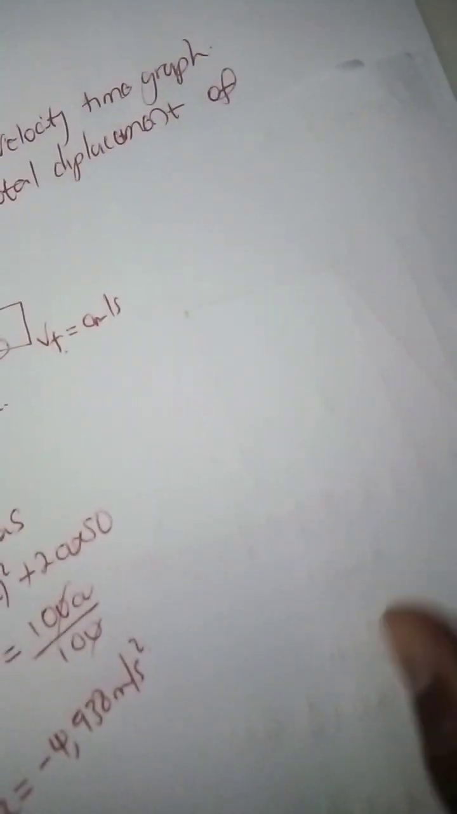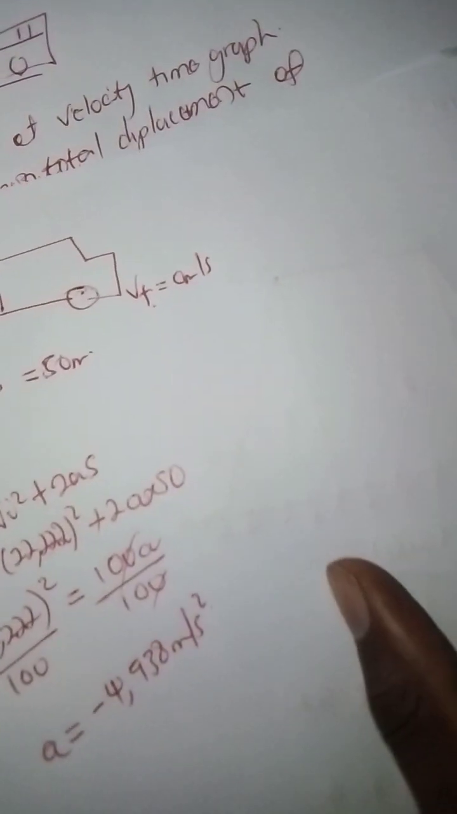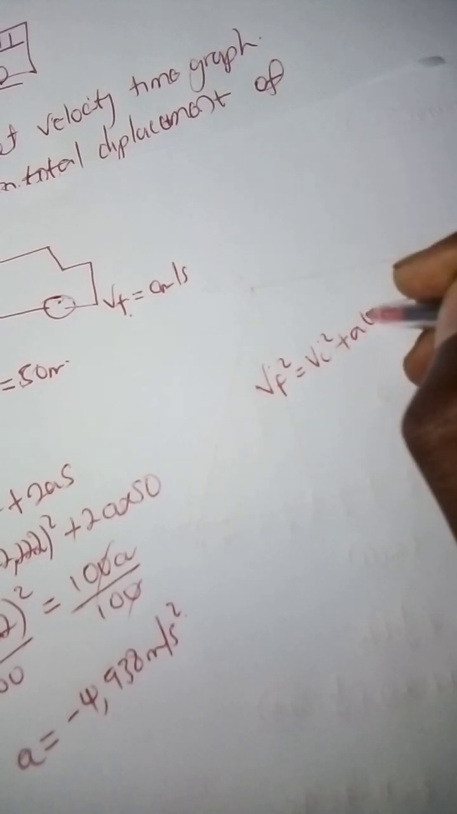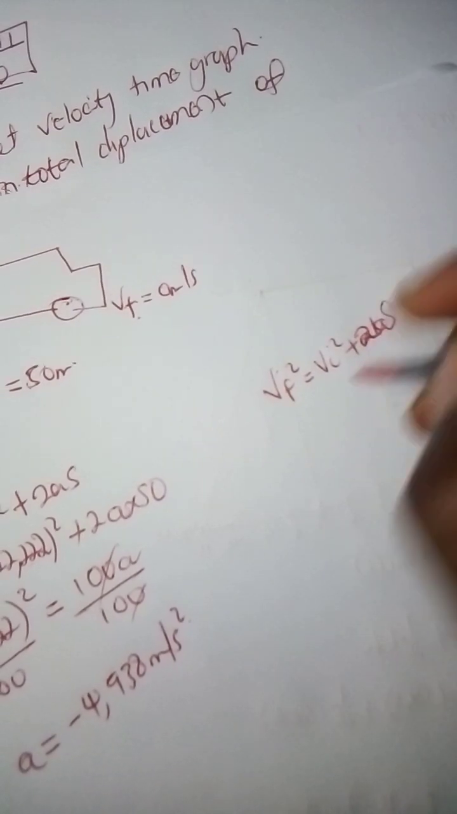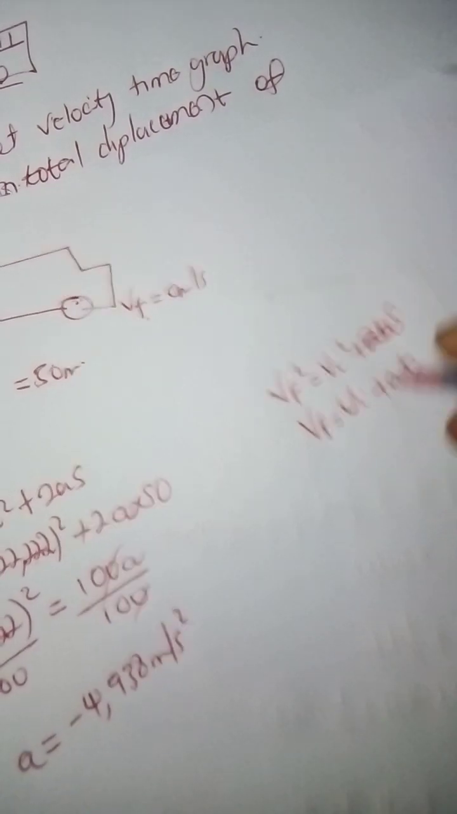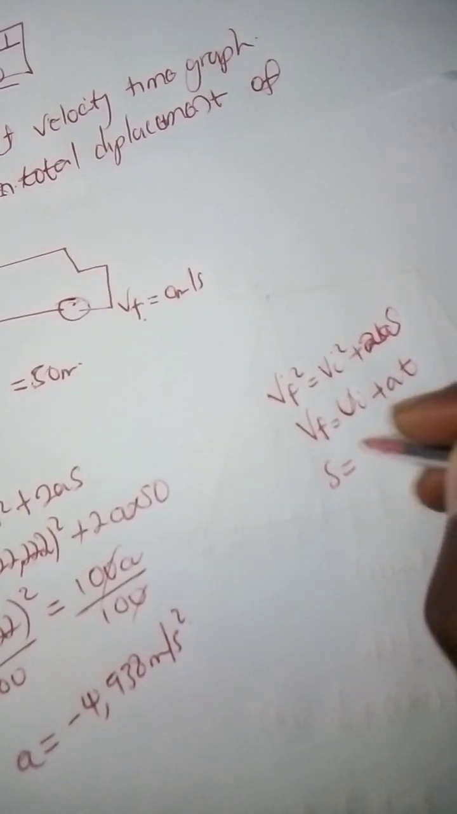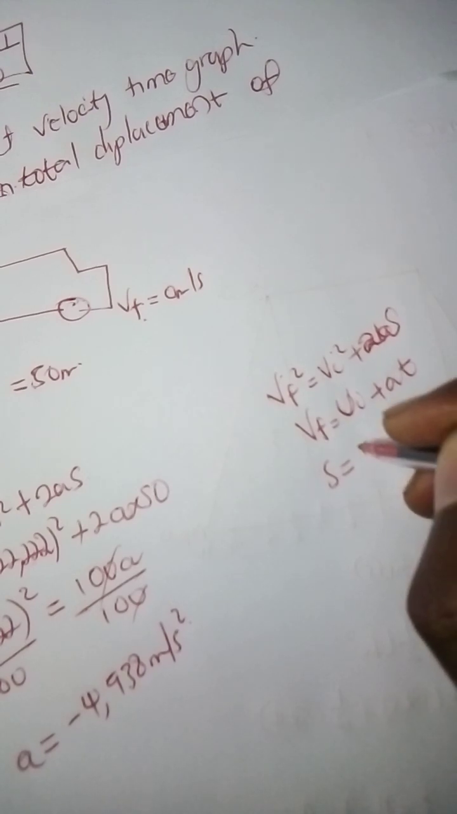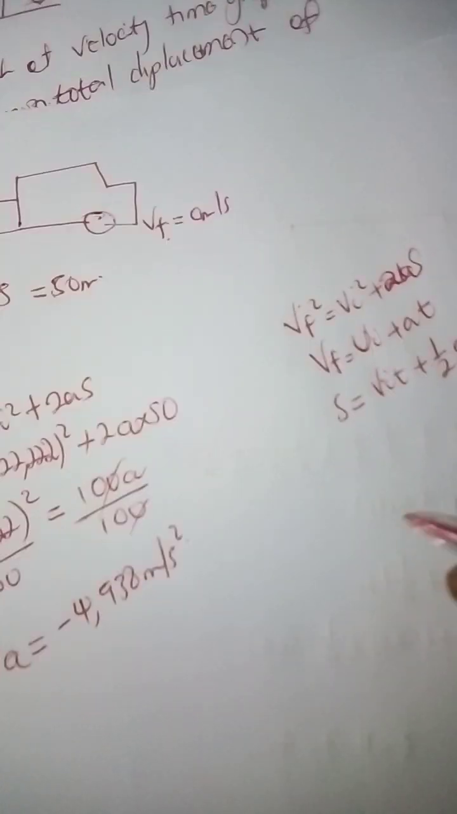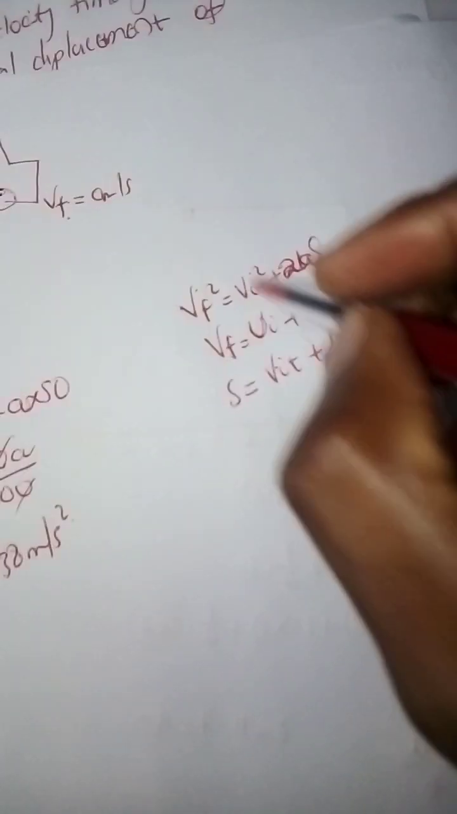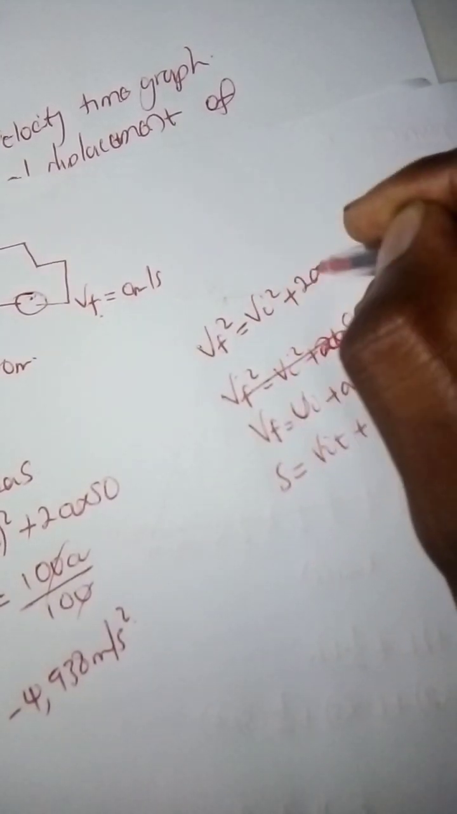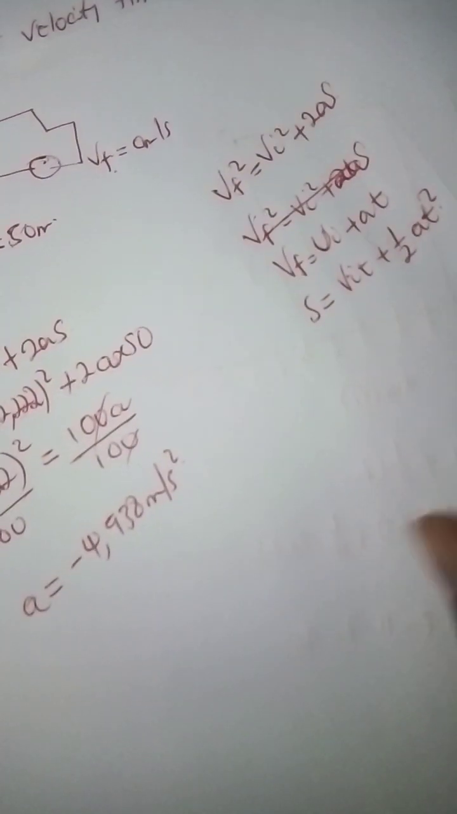So now when it comes to calculating acceleration or calculating the time, you are going to use the equations of motion. So these are the equations of motion. Vf squared is equal to v initial squared plus 2as. Vf is equal to v initial plus at. S is equal to v initial times time plus a half of a t squared. So these are the equations that you are going to use. Let me write this one properly so that you can see it: Vf squared equals v initial squared plus 2as. So these are the equations of motion that you can use.